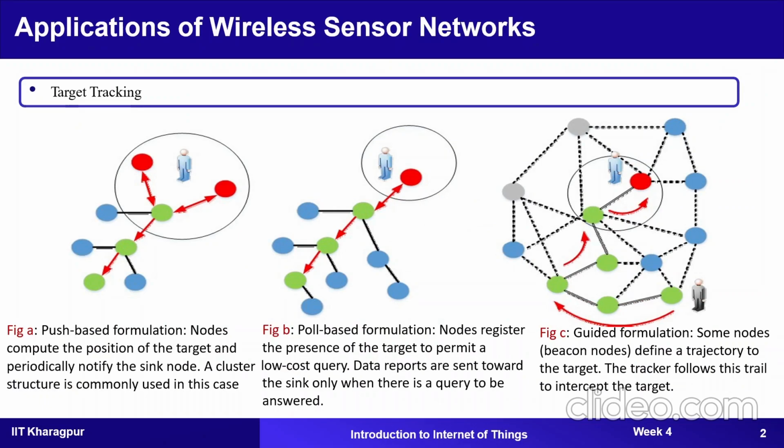Now the third type of target tracking is guided formulation. In guided formulation, the nodes deployed in a particular area detect the future possibilities of movement of a particular target. The nodes which predict that movement are called beacon nodes. Some kind of machine learning models are deployed over these nodes, and based upon the movement of the target, its speed, acceleration or direction, the future place of the target is detected, and on the basis of that prediction, the tracker follows the path and detects the target.